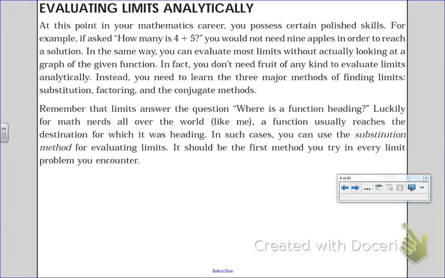All right, so this part can either be really easy or you have to remember a couple tricks for it. So this one is evaluating limits analytically. What we were just doing was evaluating limits graphically, so just being able to look at a picture and evaluate what the limit would be. This is evaluating limits analytically, so you're actually given an equation and you have to figure out what's the limit as x approaches such and such.